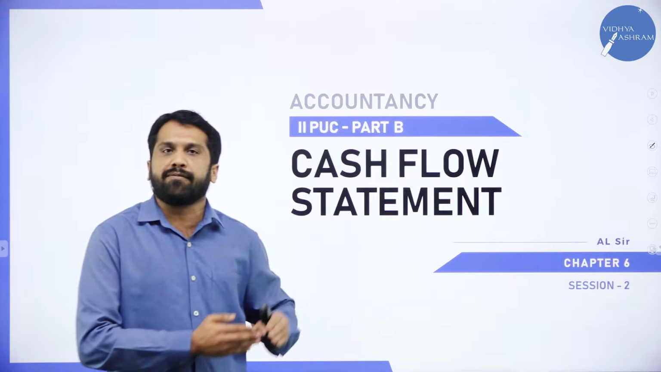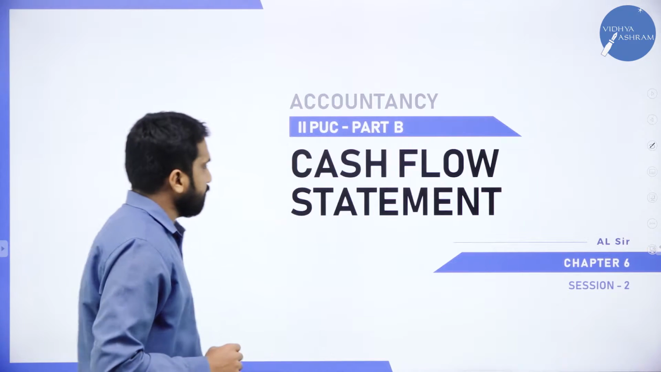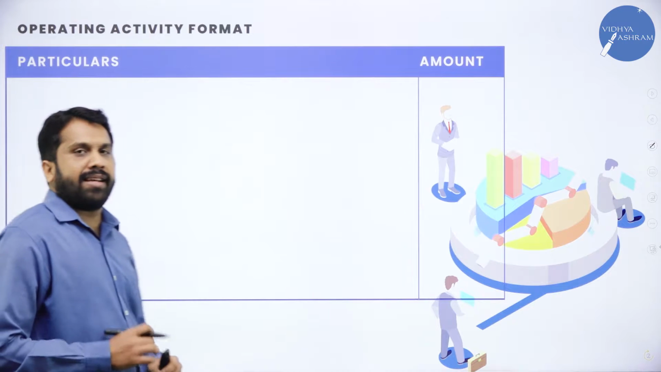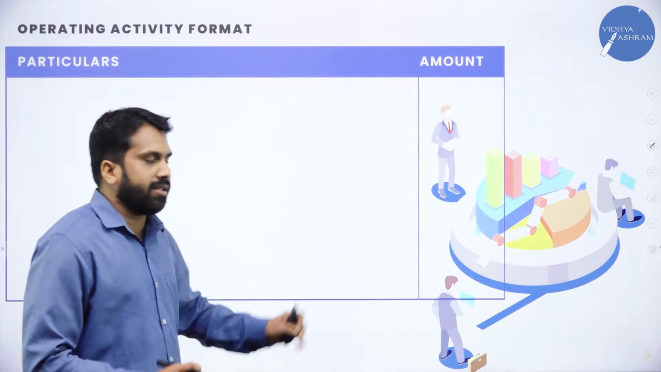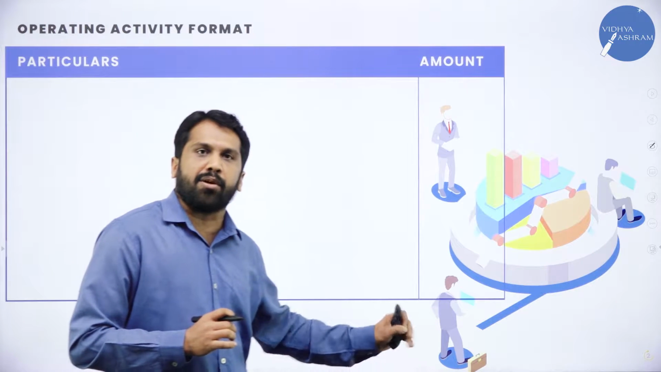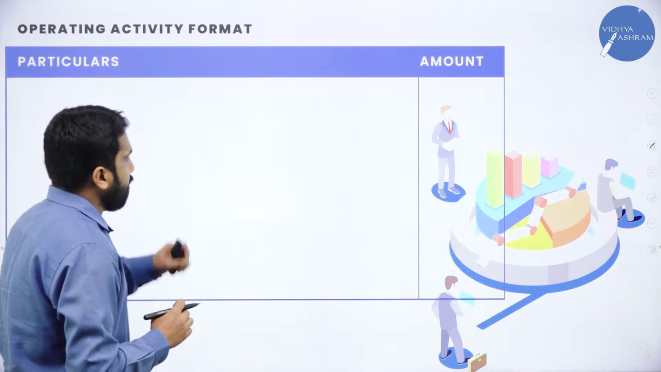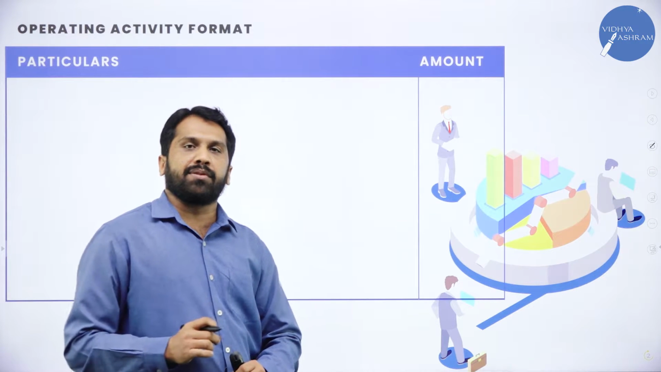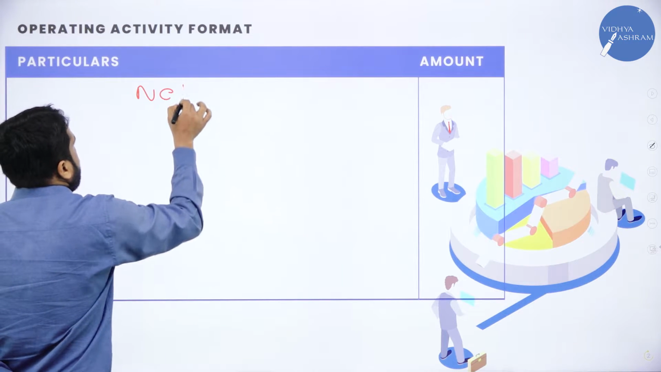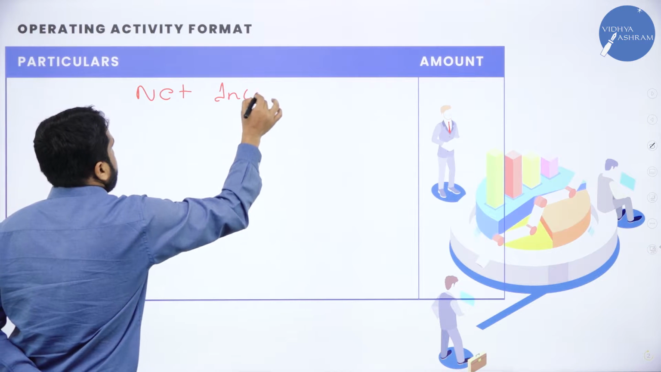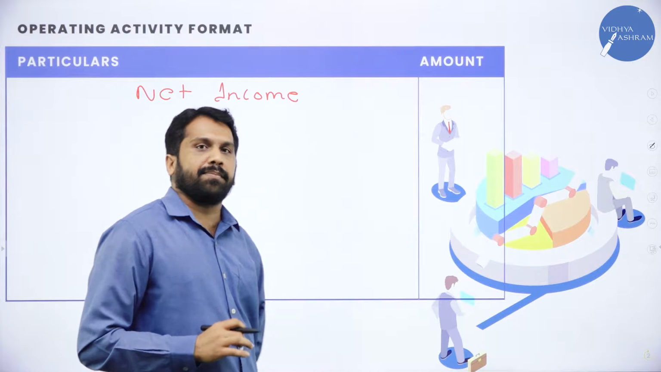Before that, I'll go with the format. Later, we'll solve one problem. There is a format to calculate operating activity. Simple, so easy to score 6 marks. From this topic, you will get a 6-mark question. Now, this will be your format. First one will be your net income.